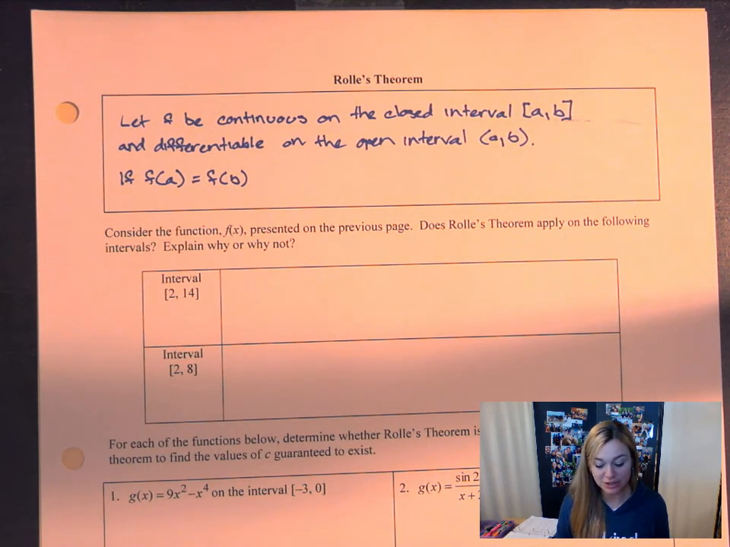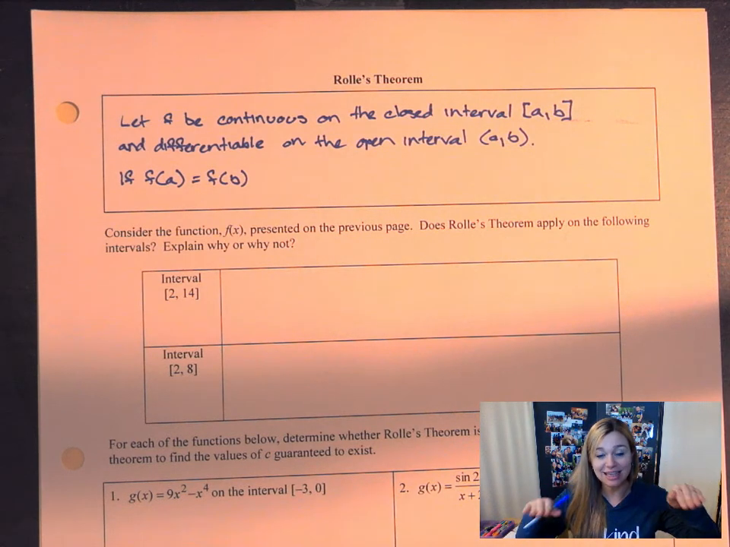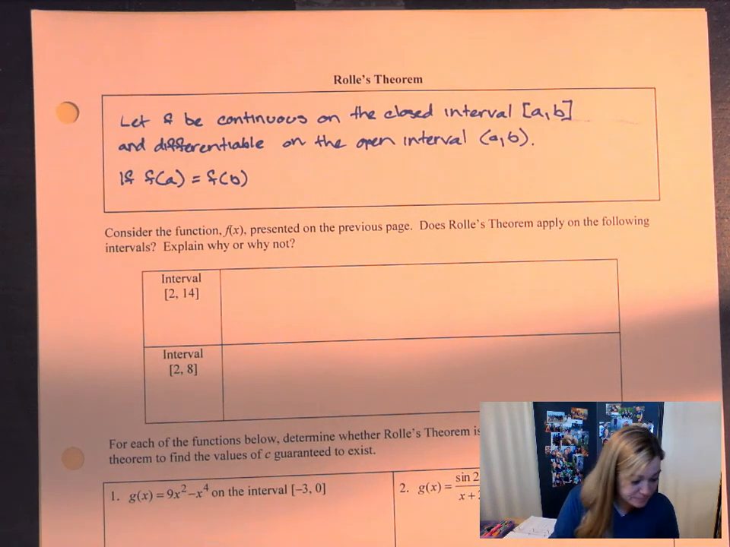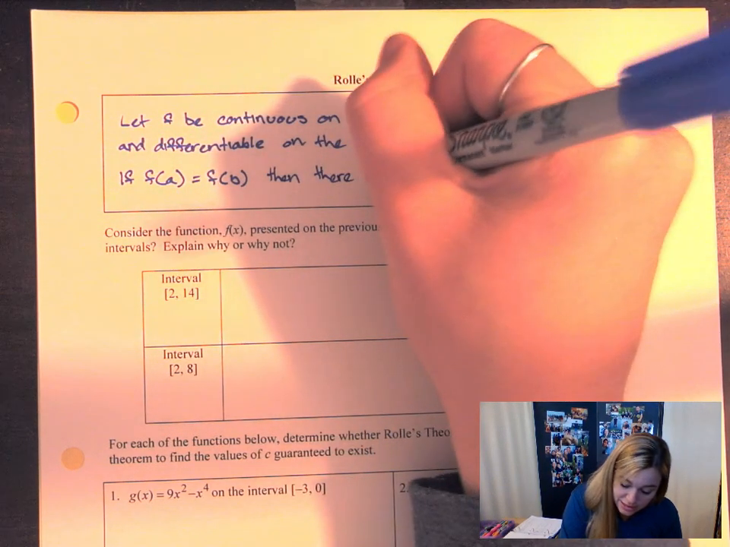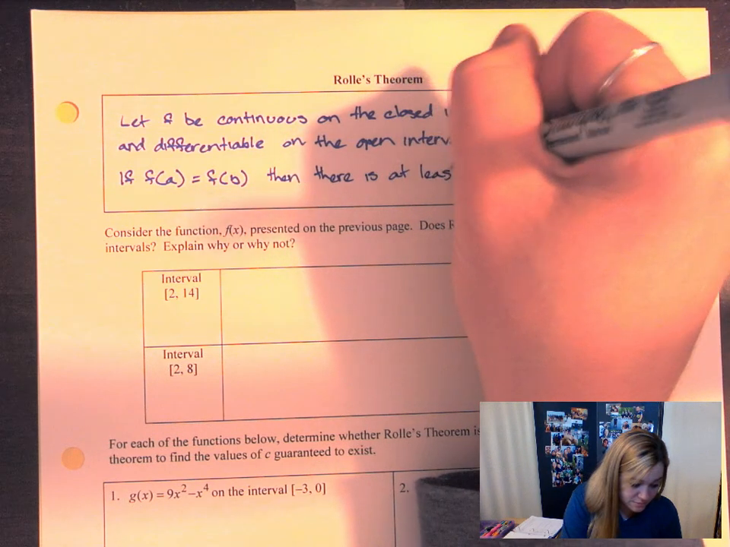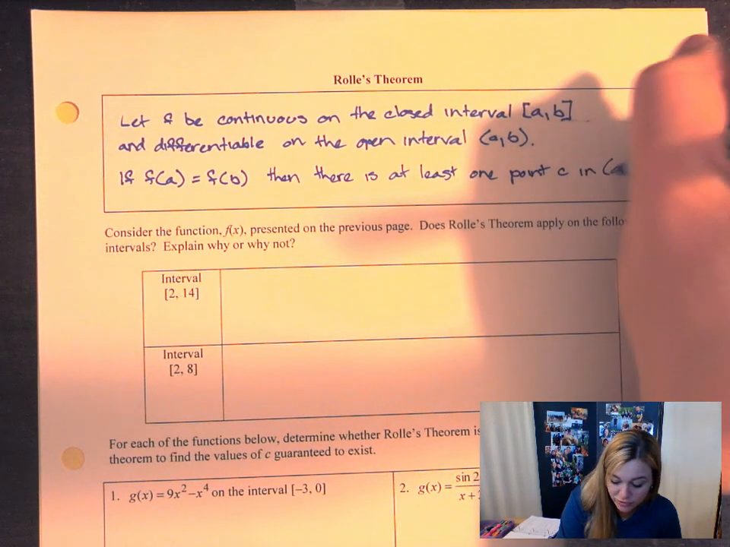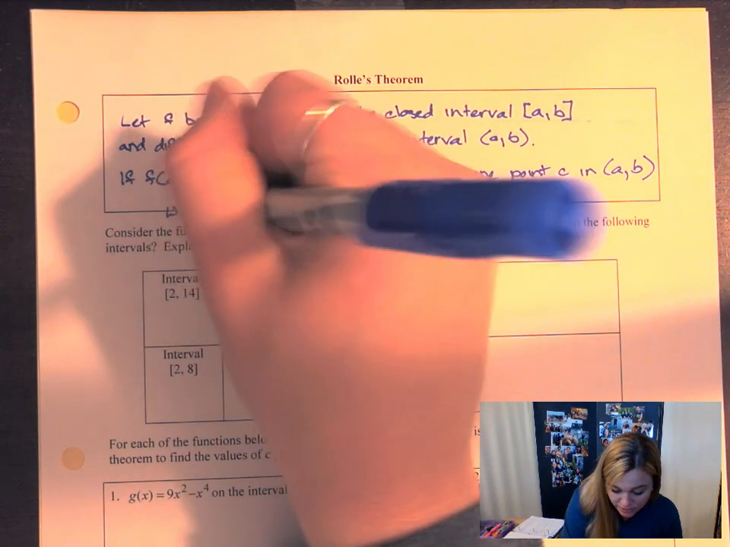So if all of these conditions are true, if a function is continuous on the closed interval, differentiable on the open interval, meaning you can take the derivative, and if f of a equals f of b, meaning the starting point and the ending point are exactly the same thing. The y value in the beginning, the y value at the end of the interval are exactly the same thing. Then there is at least one point in the interval from a to b, so in the open interval, so somewhere within there, where f prime of c is equal to 0.